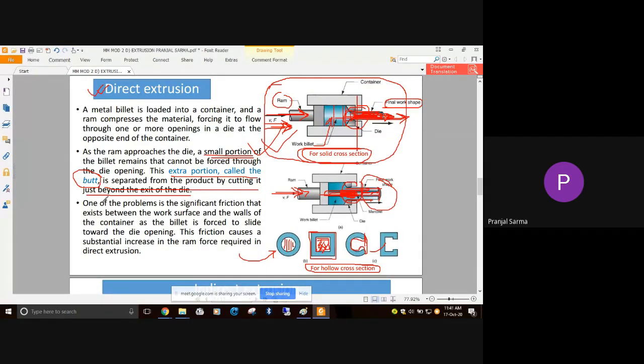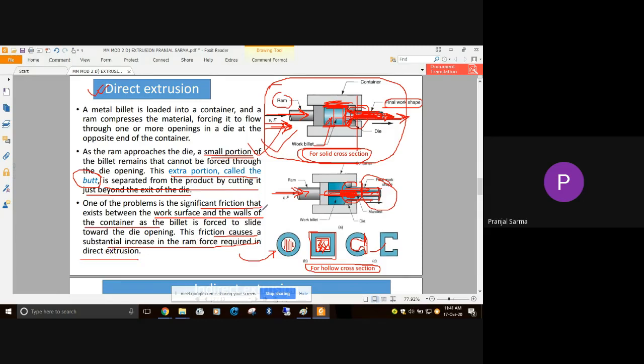Now there is one problem with direct extrusion. What is the problem? Basically, it is associated with very high friction, which exists between the work surface and the walls of the container. Because we have seen that this billet is forced to slide along the die opening and the surface area of this container. And because of this high amount of frictional force, the friction causes a substantial increase in the ram force required for doing the direct extrusion.